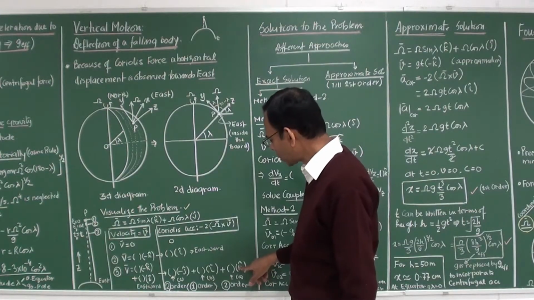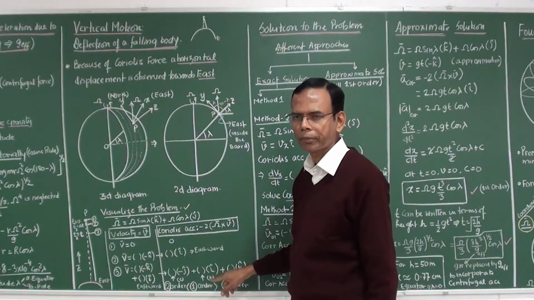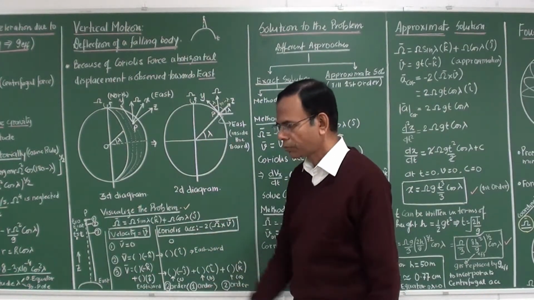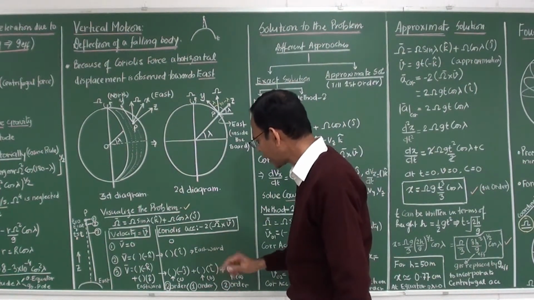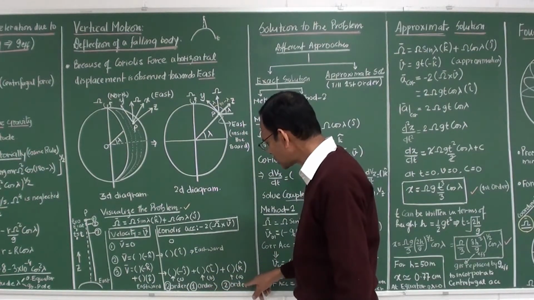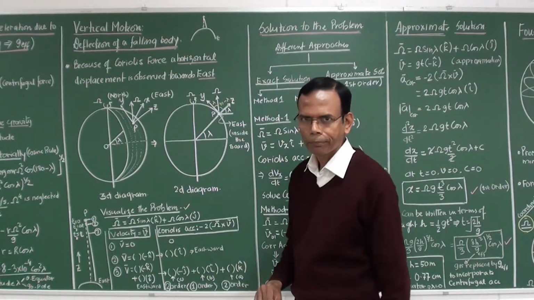But both are quite small, much smaller than this I cap. Because I cap is coming from much greater velocity, that is the vertical velocity which was initially there. From there I cap is coming. So that's why I have written I cap first order. These are second order, that is this minus j cap and plus k cap.